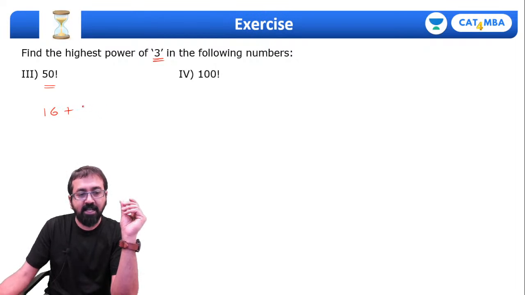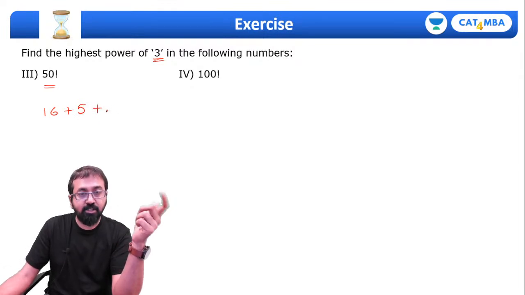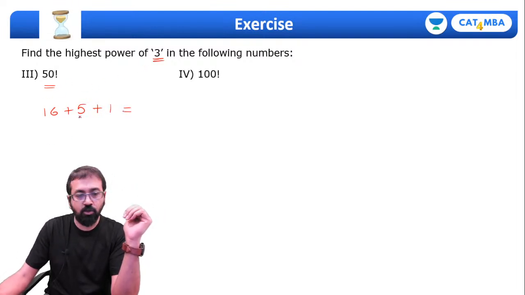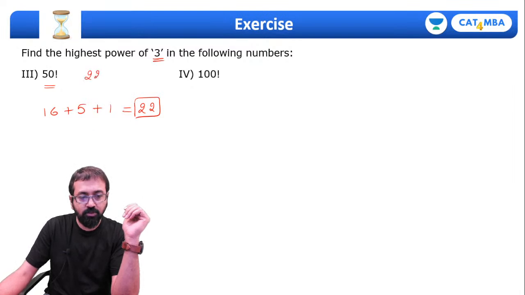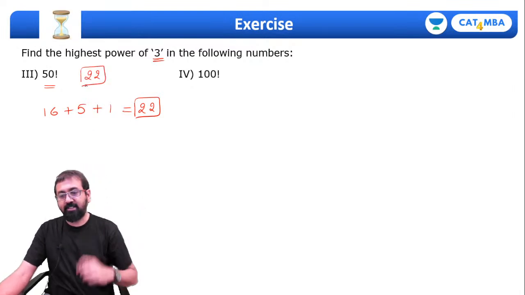Then 50 divided by 9. So 9 5s are 45, it's 5. Okay, 50 divided by 27. So 27 2s are 54, so we'll have to take quotient as 1. So this is the power of 3 in 50 factorial. So it will come out to be 22, guys. Silly mistakes. It's 22, Shubhankar, not 23.